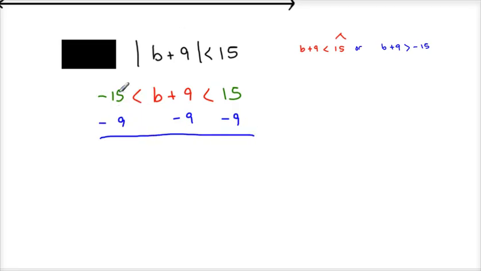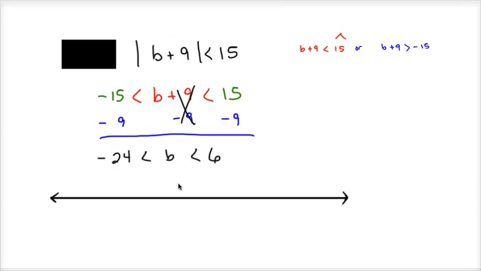Okay, so now I have negative 15 minus 9, I get negative 24 is less than b. That simplifies to b is less than 15 minus 9, and I get an answer of 6. So now when I go and graph this on my number line, I have negative 24 and I have 6, both open circles. There is no equal sign here, so both open circles.